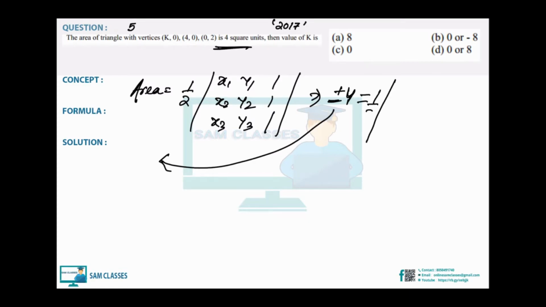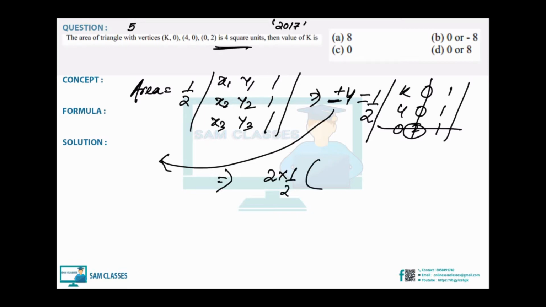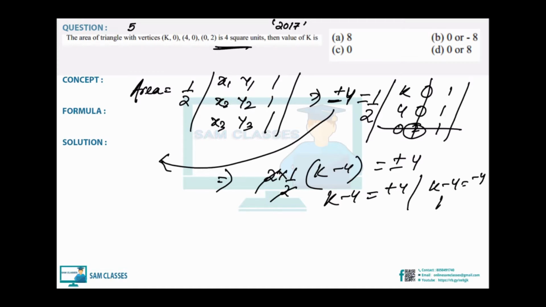That is equal to half of the determinant with rows k, 0, 1; 4, 0, 1; and 0, 2, 1. Now if you solve it, students, it will be pretty simple. In the determinant chapter I'll again show you how to solve it. I'll expand along this column, because the rest of the elements are 0. So what do you get? 2, and already a half is there, and then if I expand, k minus 4, and that is equal to plus minus 4. So this 2 is gone, so k minus 4 is one time equal to plus 4, and k minus 4 is one time equal to minus 4. This will end up giving 8, and this will end up giving 0.